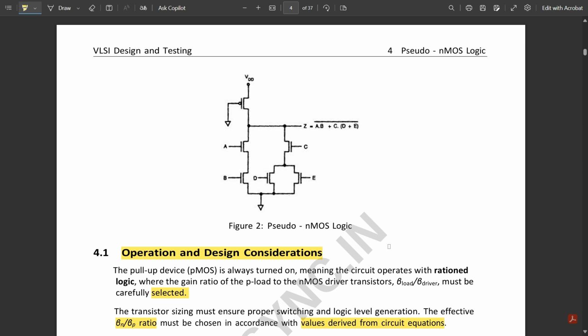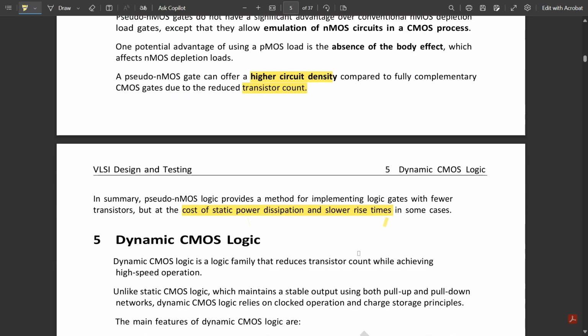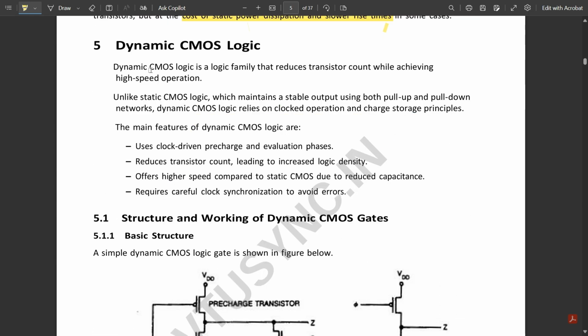At the end of all these logic circuits, I'm going to explain with one expression how to draw all these circuits. So stay tuned for that as well. That I'm going to do after explaining all the concepts. So in the next video, we are going to discuss dynamic CMOS logic. So stay tuned for that.